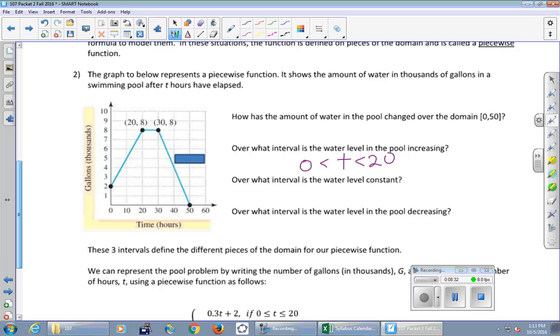Next question, over what interval is the water level constant? Go ahead and answer that one. Same idea. 20 to 30. 20 less than t less than 30, right? It's constant that whole time. And then finally, over what interval is the water level decreasing? 30 to 50. And 50 is kind of the end of the experiment there.